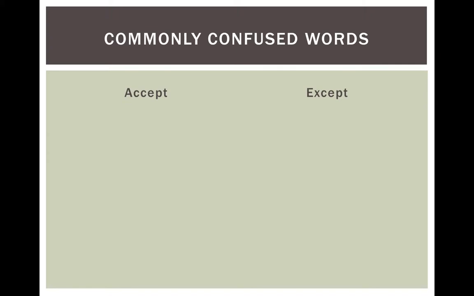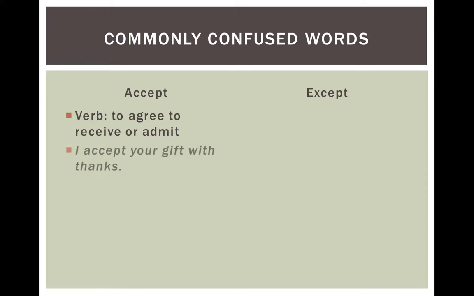We're going to start with accept and except. The first accept is a verb. We're going to see this throughout our spelling list today. Many of these words are distinguished by parts of speech. Our verb accept we use to indicate to agree, to receive, or admit. For example, we accept a gift. I accept your gift with thanks.